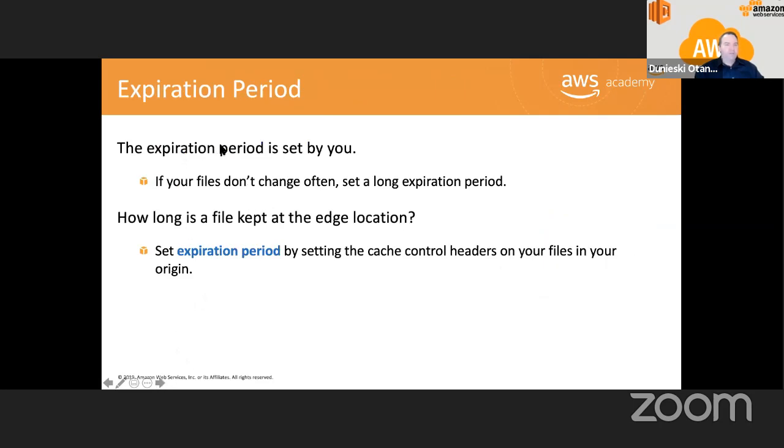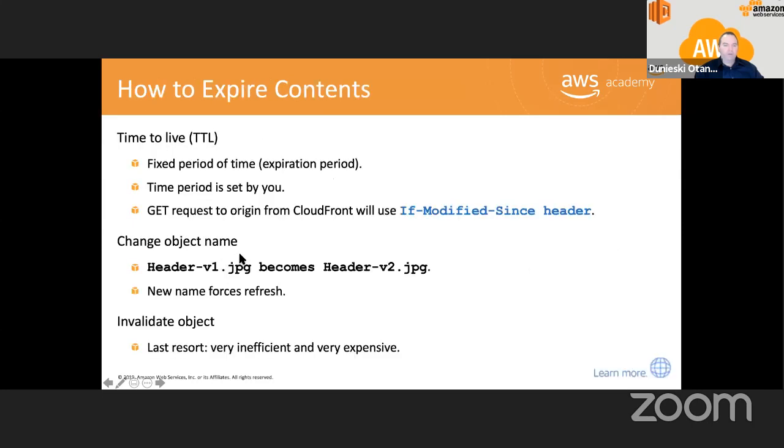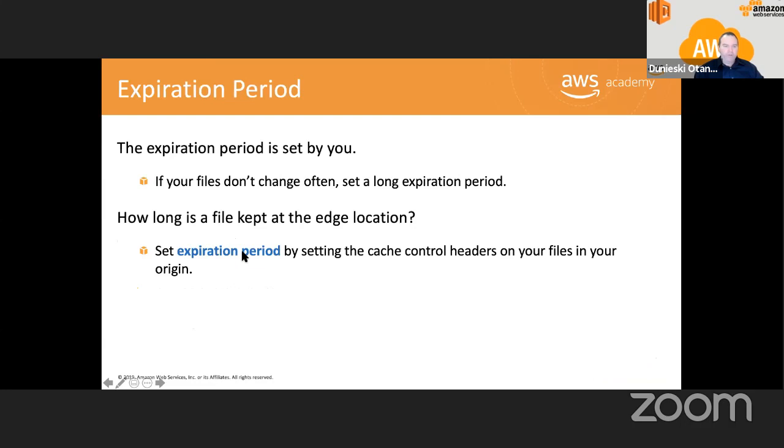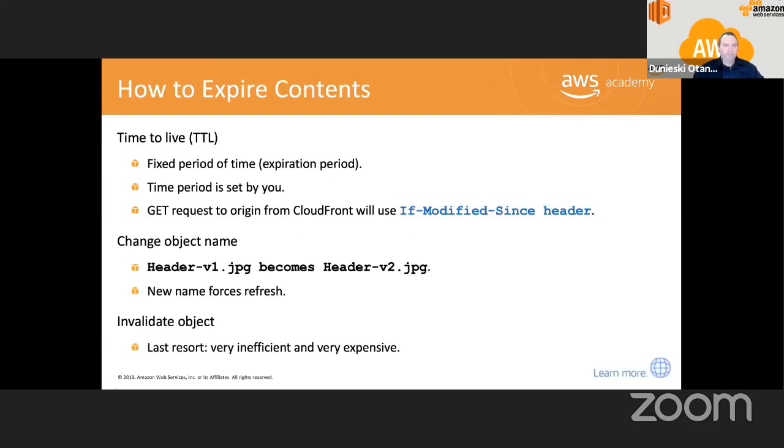So the expiration period is set by you. If your files don't change often, set a long expiration period. How long is a file kept at the edge location? Set the expiration period by setting the cache control headers on your files in your origin. So the origin is your S3 bucket. What you can do in the S3 bucket is have a policy for that, a bucket policy. So the time to live is a fixed period of time, the expiration period.